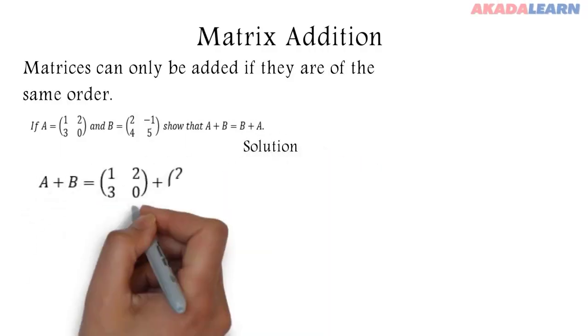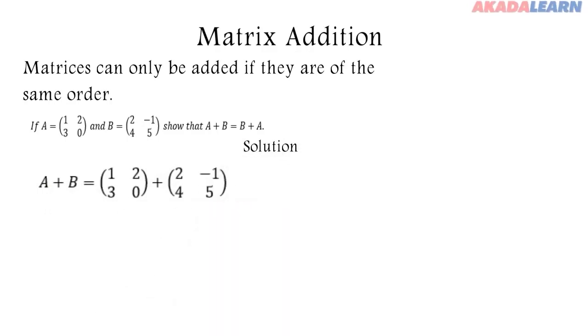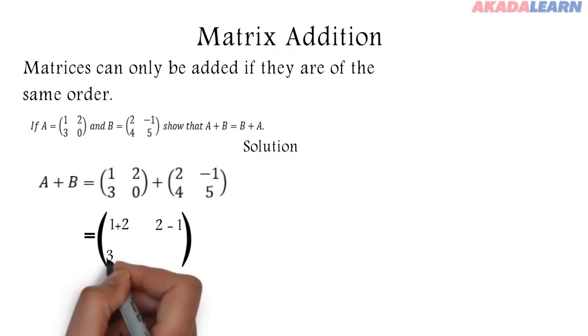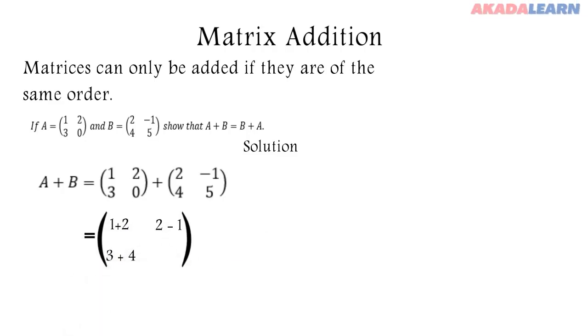So A plus B, we'll write matrix A first, followed by matrix B. So we are going to add term by term. So the first number in the first matrix plus the first number in the second matrix. So that is the way we add. So 1 plus 2, 2 plus minus 1, 3 plus 4, and 0 plus 5. Okay, so let's just simplify further. 1 plus 2 is 3, 2 minus 1 is 1, 3 plus 4 is 7, 0 plus 5 is 5.